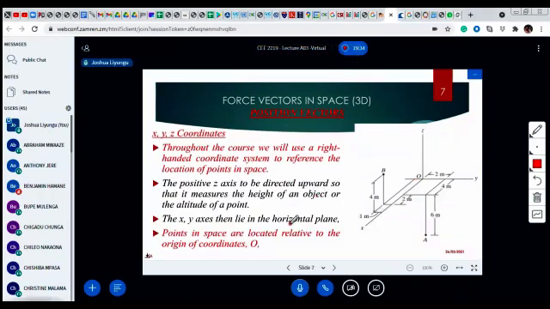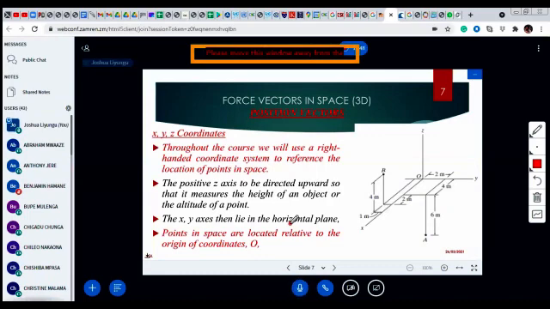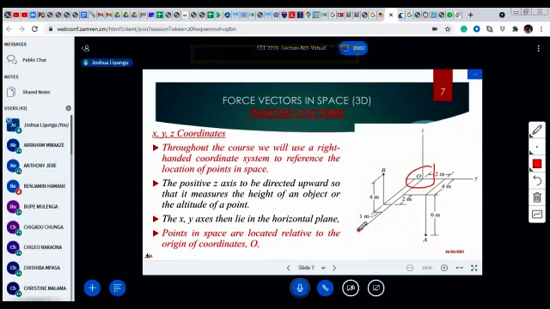Throughout the course, we will use the right-handed coordinate system to reference the location of points in space. This was what we agreed last time. Points in space are located relative to the origin of those coordinates, which happens to be the O, which is here, the tip of the X, Y, and Z. That is the origin of those coordinates.